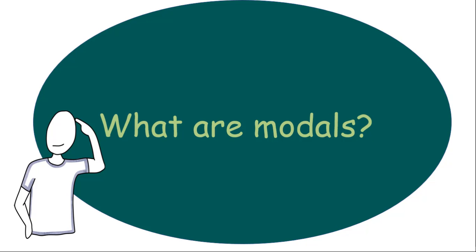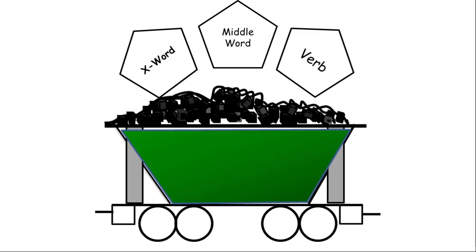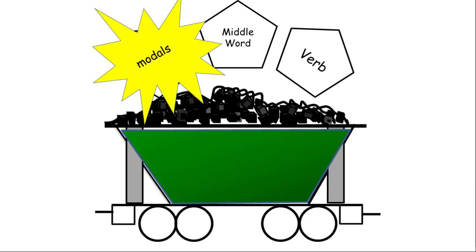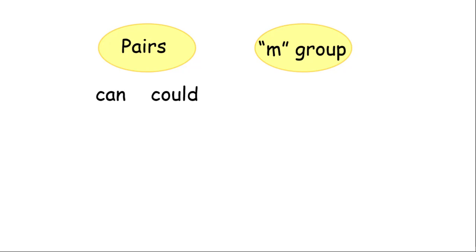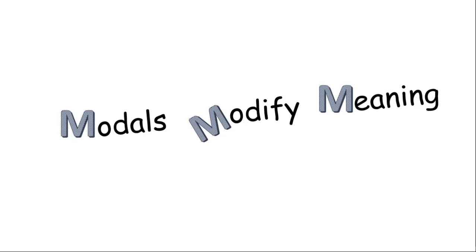What are modals? Do you remember that one of the uses of X words is to add meaning? Modals are a special set of X words that add meaning to the sentence. You know them as the pairs: can, could, shall, should, will, would, and the M group, must, might, may. Together, these X words are called modals. Just remember, modals modify meaning.